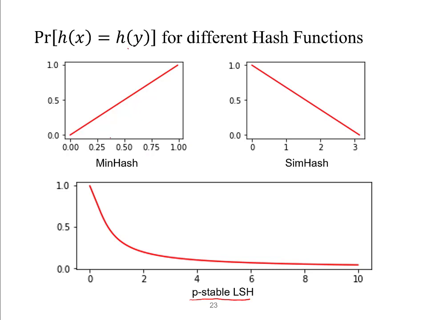So this is, well, the y-axis is always the probability. This is the Jaccard similarity. This is the angular similarity, and this is the angular distance. And this is the L2 similarity, L2 distance.